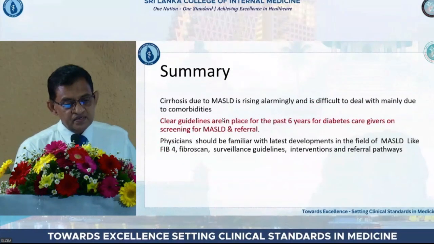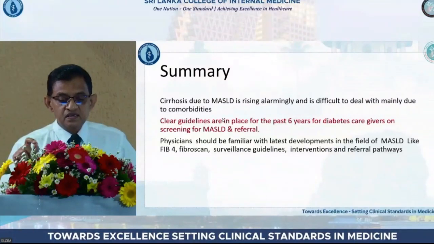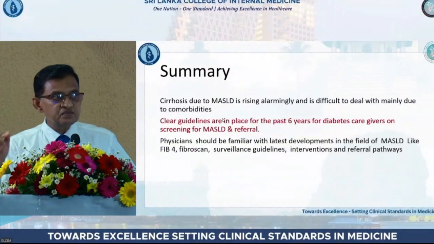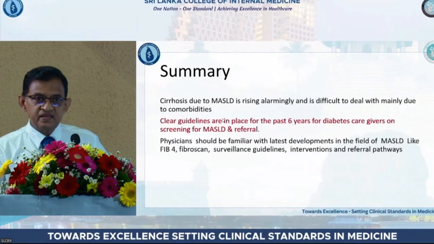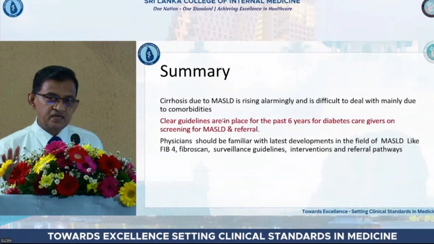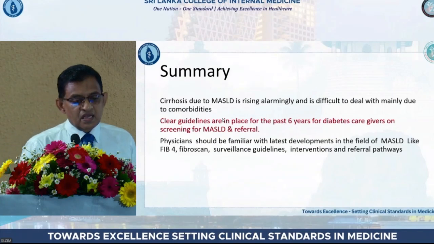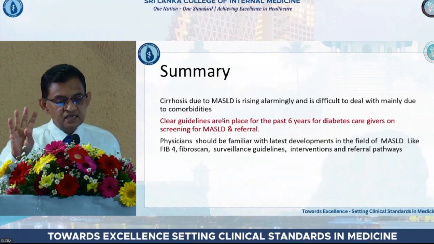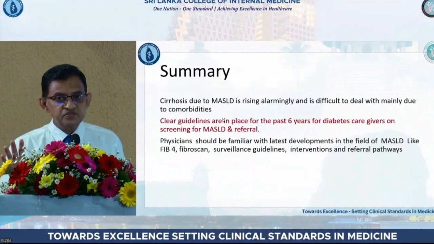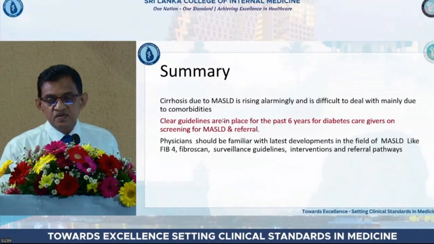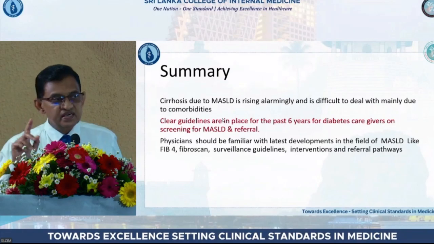To summarize, ladies and gentlemen, cirrhosis due to MASLD is rising alarmingly and is difficult to deal with, mainly due to comorbidities. By the time they develop cirrhosis, they already have blocked coronaries, they already have CKD. These are very poor transplant candidates, right? So you should not allow them to go into that stage. Clear guidelines have been in place for the past 6 years, and referral guidelines are there. Referral pathways are very clearly mentioned. So there is no excuse for not knowing all these and letting patients come to us with inoperable liver cancers.